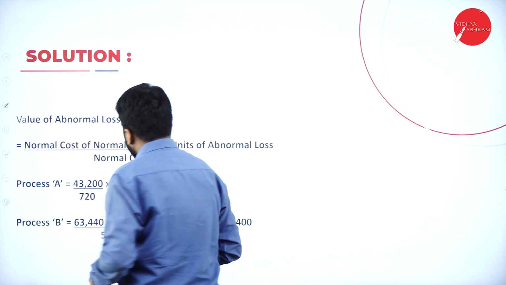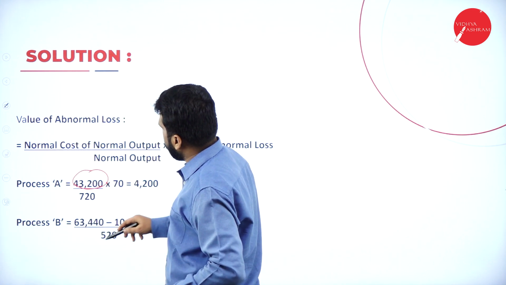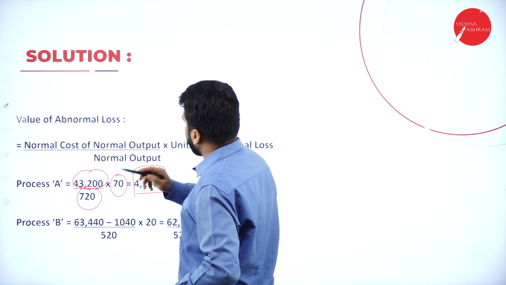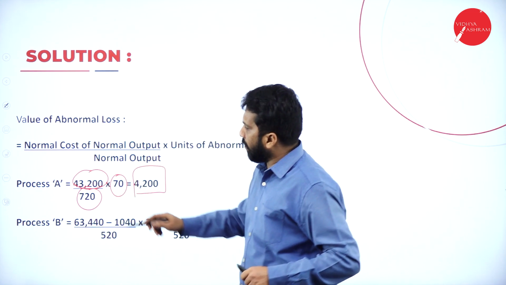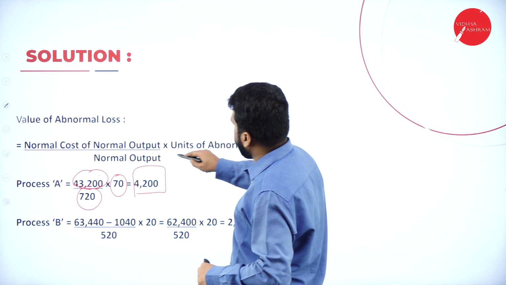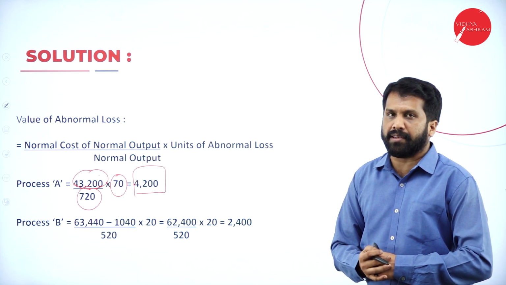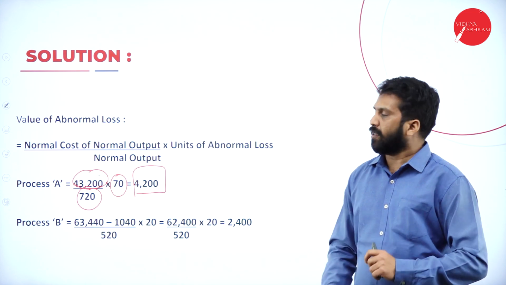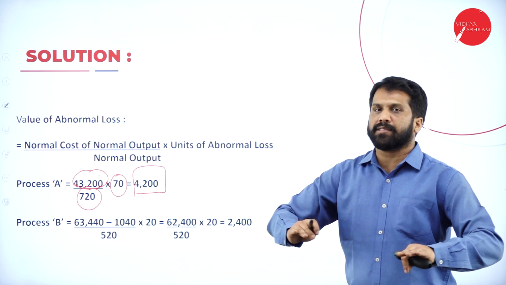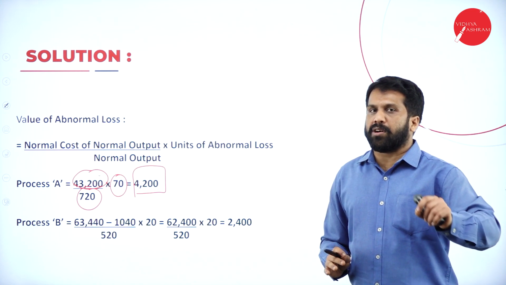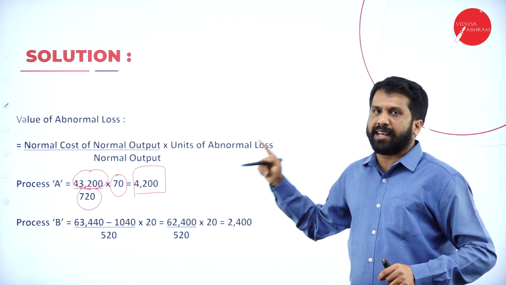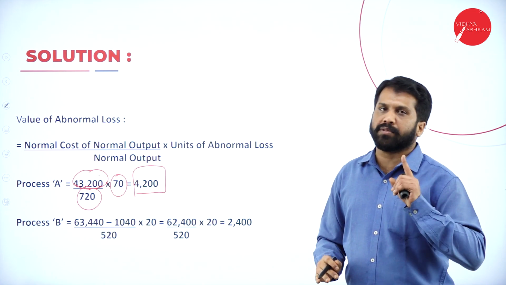See, 43,200 divided by 720 into abnormal loss 70, you got 4,200. Hope you are clear. How did you get this? I have given you the formula here. Easy to calculate. Clear? This is all about your process costing. Easiest one. Once it is done, your process costing is over. In process costing, you are supposed to learn only this adjustment. Other than this, nothing is there in process costing.